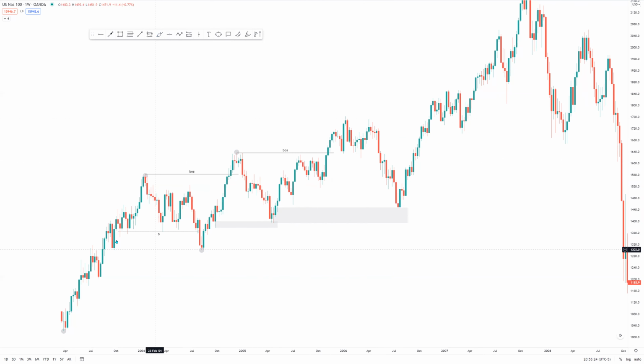We had a leg, pullback, leg, pullback, leg. So just higher highs and higher lows. That's literally how we're looking at getting a higher time frame bias. Now, this higher time frame, this is the weekly chart.